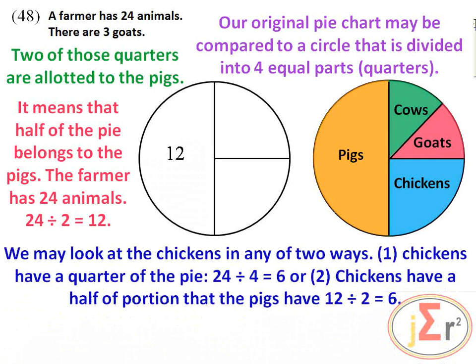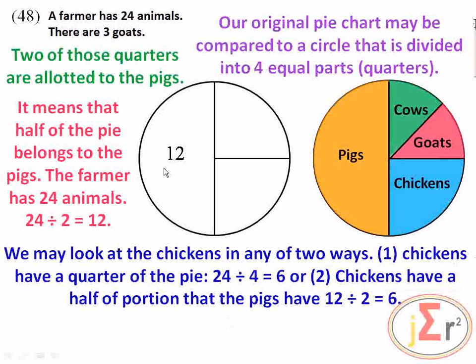We may look at the chickens in any of 2 ways. 1. Chickens have a quarter of the pie, which is 24 divided by 4, which is equal to 6. So that's one way. A quarter of the pie is allotted to chickens. So we may say 24 divided by 4, and that is equal to 6. Or the second way is that chickens have a half of the portion that the pigs have.